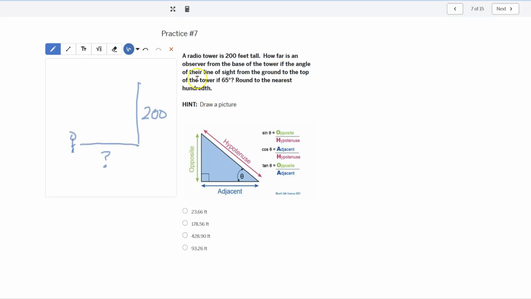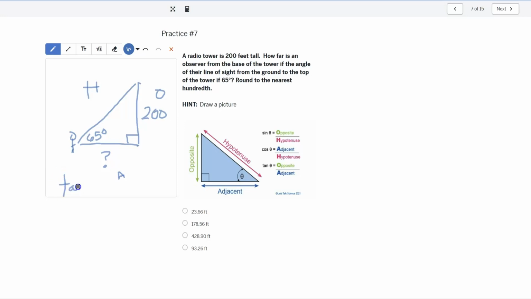If the angle of their line of sight from the ground to the top of the tower, so here's the ground to the top of the tower, is 65 degrees. So we are looking at an angle of elevation there again, right? And it says round to the nearest hundredth. So in this case, we are going to label our sides again. Our hypotenuse would be the longest, opposite, and adjacent. Now in this case, as you can see, we have the opposite as 200, but we're looking for the adjacent. So we're going to be using our tangent function.